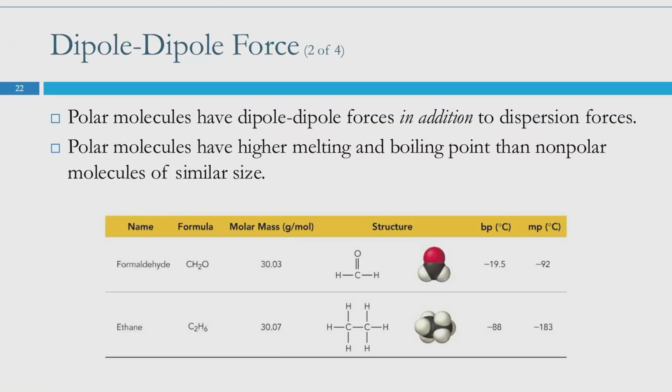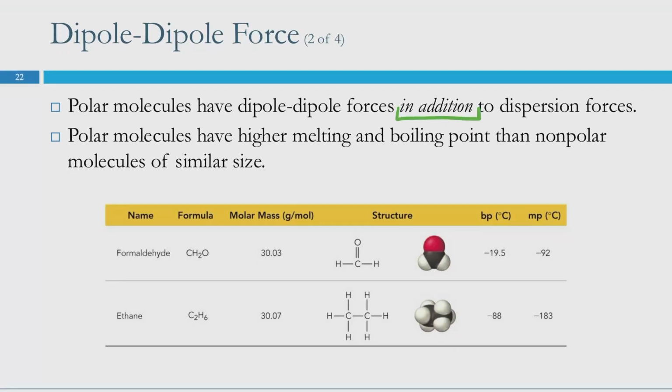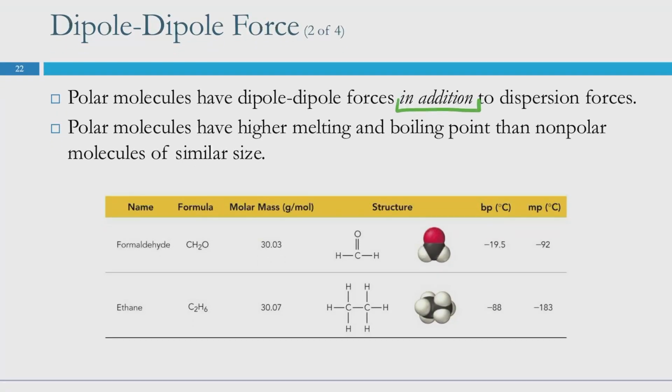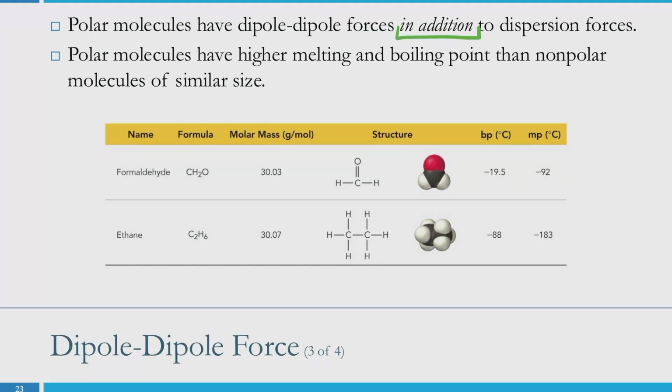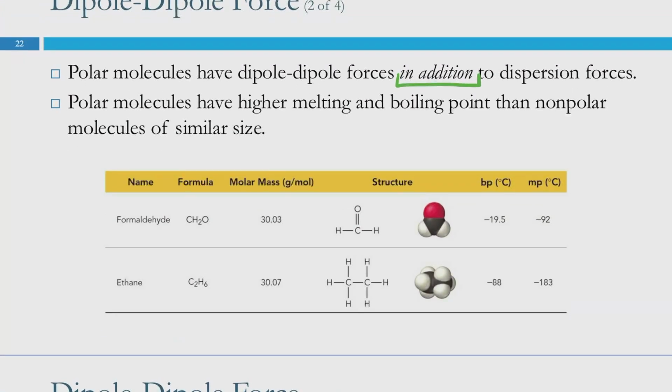Another reason you can think of dipole-dipole forces being stronger is that it's in addition to dispersion forces. They still have electrons. They can still have those fluctuations in electron position, but now they also have this permanent electrostatic force on top of that. If we compare a polar molecule and a nonpolar molecule of similar size, here we're looking at formaldehyde and ethane, their molar mass is about as close as you could possibly hope to get them without being identical. And the boiling point and the melting point are drastically different.